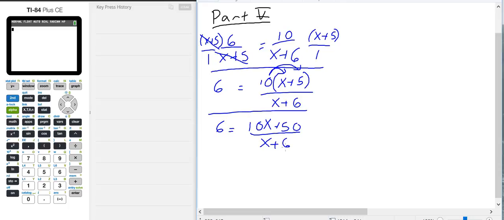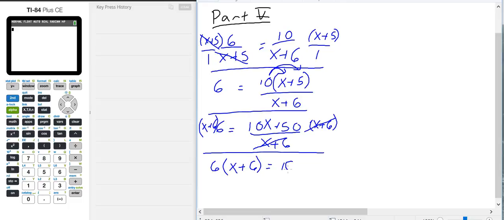Now we want to move the x plus 6 to the numerator. We can't just move the x because it's a binomial. It's attached to the 6 with a plus sign. So we have to move the whole binomial to the numerator. So we're going to multiply by x plus 6, or x plus 6 over 1. Therefore, we'll be able to cancel out the x plus 6's on the right-hand side. And this left-hand side becomes 6 times x plus 6 is equal to 10x plus 50.